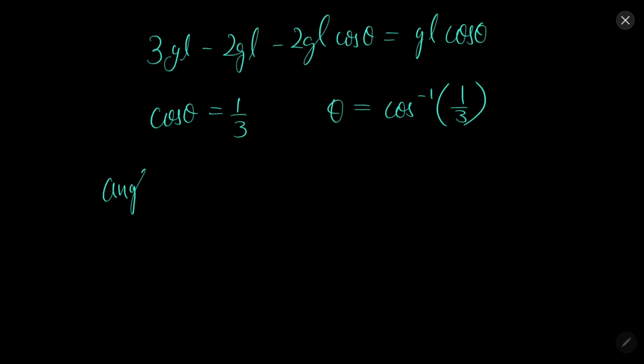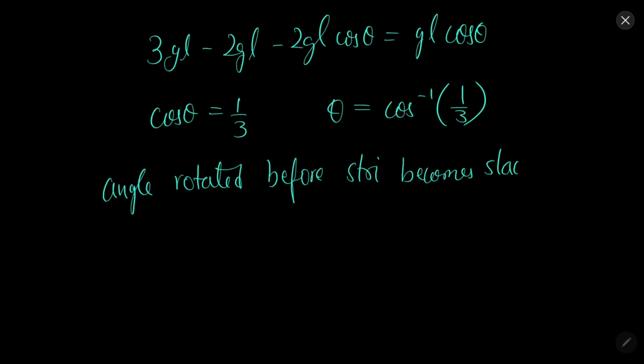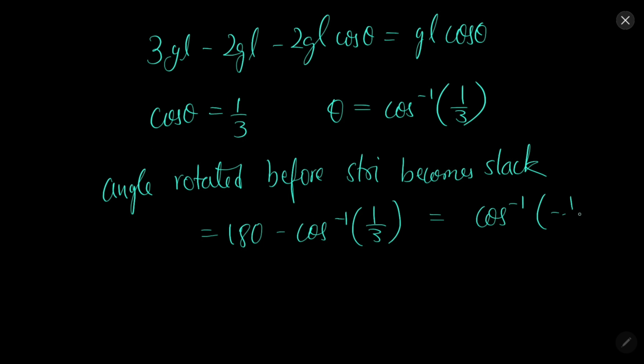So the angle rotated before the string becomes slack is 180 minus cos inverse 1 by 3. So cos inverse minus 1 by 3.